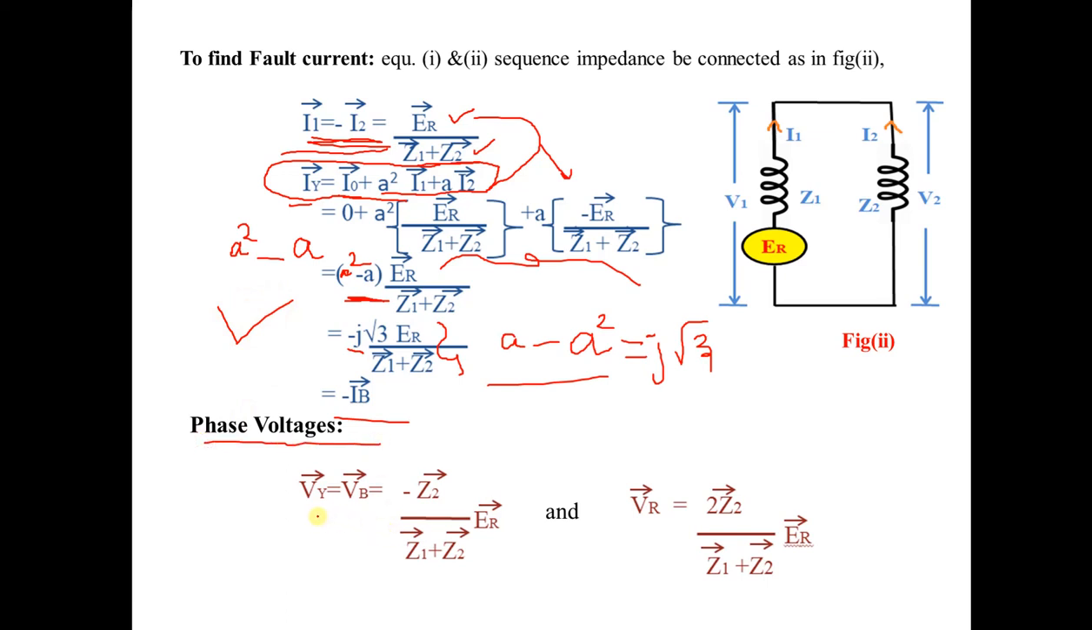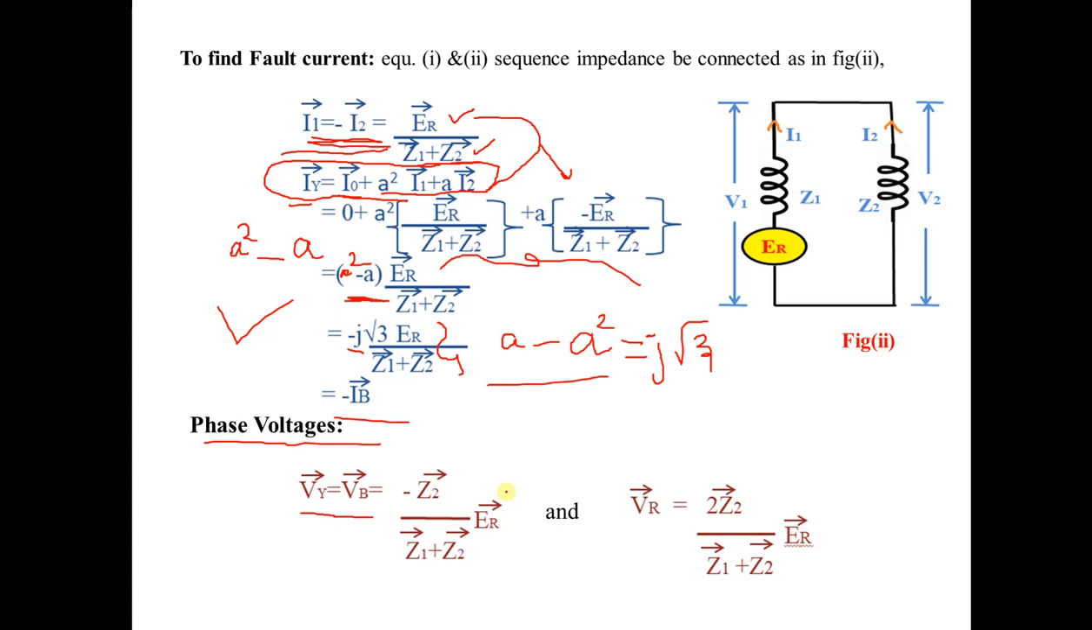For the voltage, Vy is equal to Vb. Here the generated EMF of the system is positive sequence, and the sequence components of the EMF are in R phase. So E naught will be equal to 0, E2 will be equal to 0, and E1 and ER will be equal.